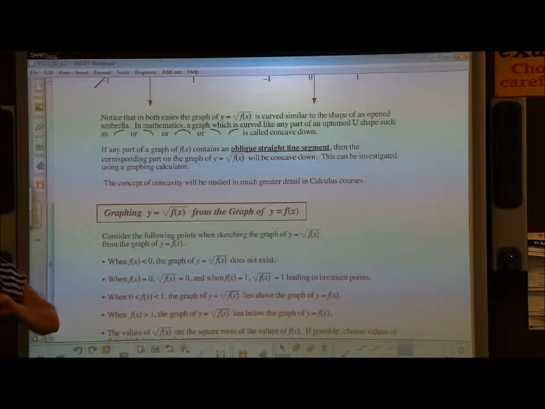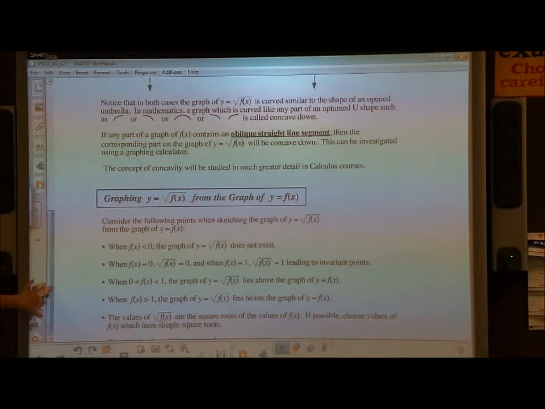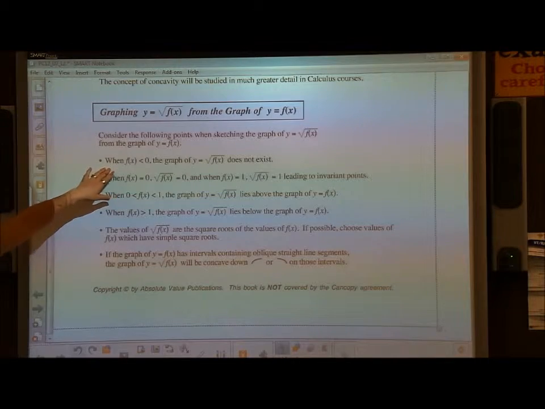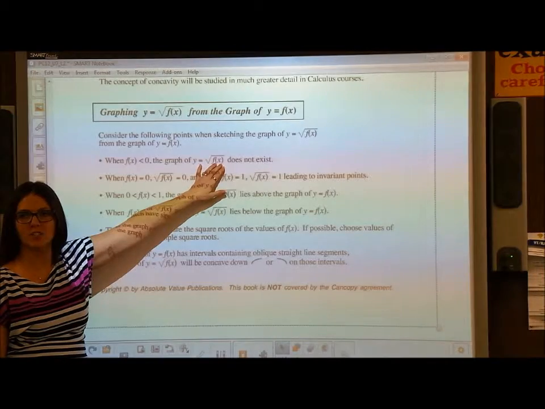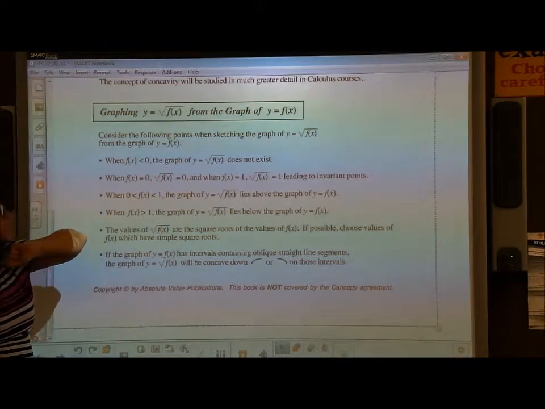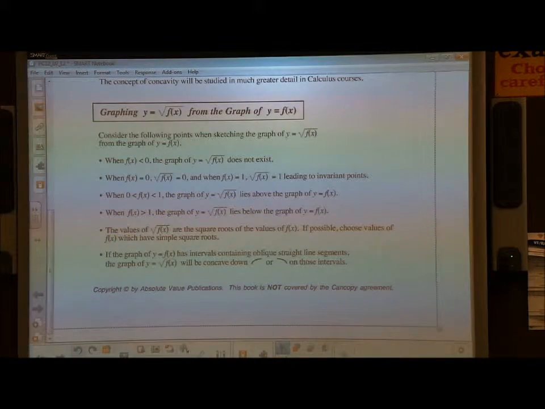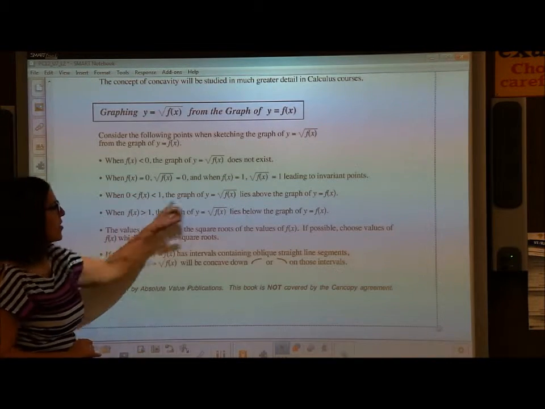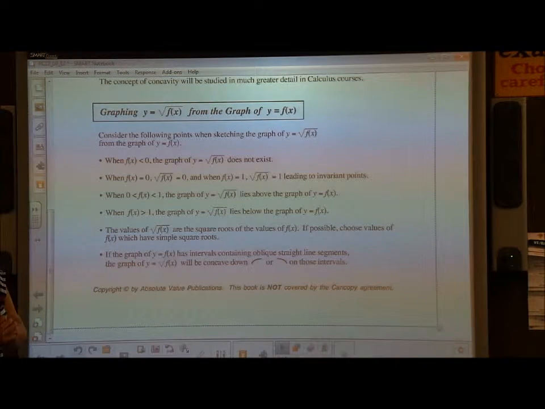when you are sketching the graph of y equals the square root of f of x from the original function, there we go. When f of x is less than 0, the square root function does not exist. When it's equal to 0, the square root of f of x is equal to 0. When it's equal to 1, the square root of f of x is equal to 1. Those give me invariant points, so I can plot those points. Then when I'm between 0 and 1, the graph is going to be above. When I'm greater than 1, the graph is going to be below.